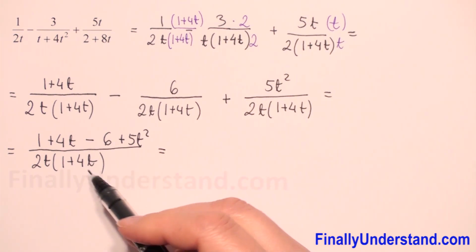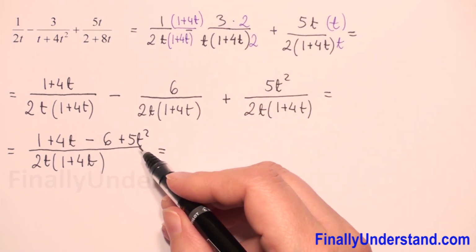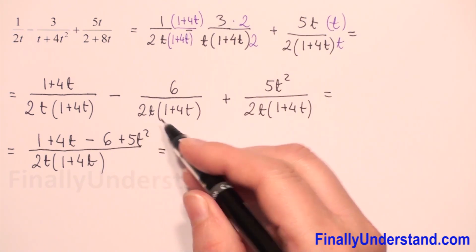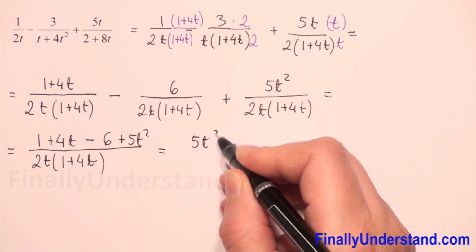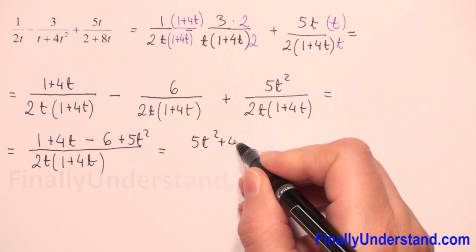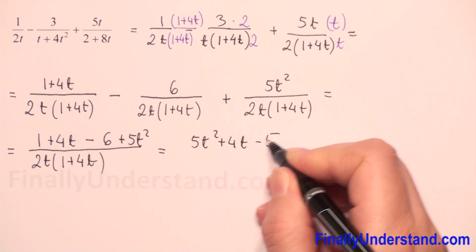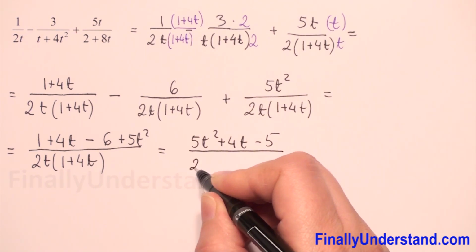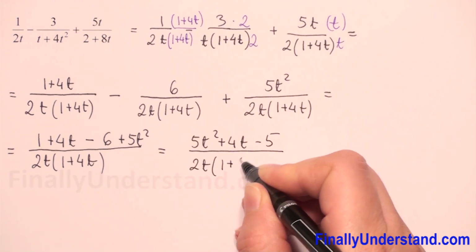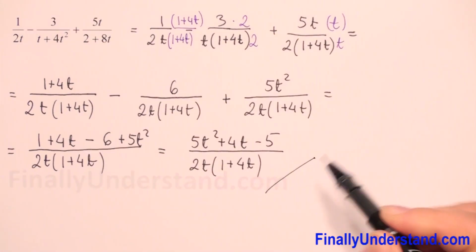So this is equal. We can combine the like terms, and I will put the highest power first, so we have 5t squared plus 4t, and 1 minus 6 is negative 5, over 2t times 1 plus 4t. This is my solution.